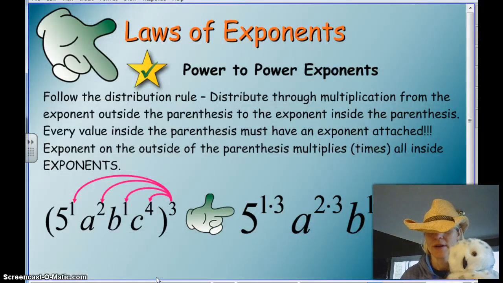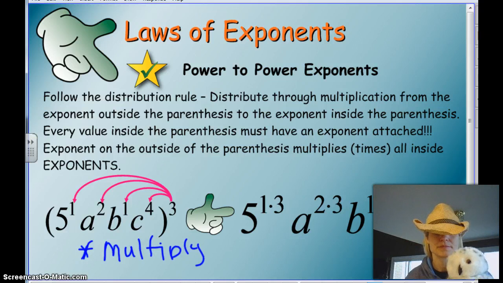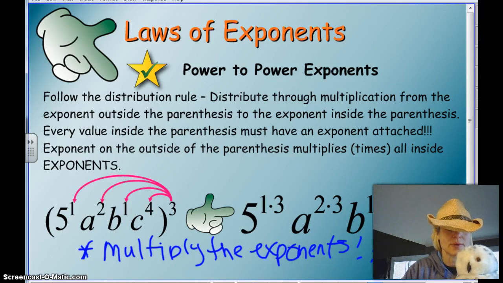So the power to a power exponents we want to put in our notes here. Usually you do the distribution rule, so you're going to distribute through multiplication. Just like I said, if this is my problem here, and here are all my exponents, I multiply 3 by each one. So our little rule for power to a power of exponents is that we multiply the exponents together. It's easy as that. That's my rule. Okay?